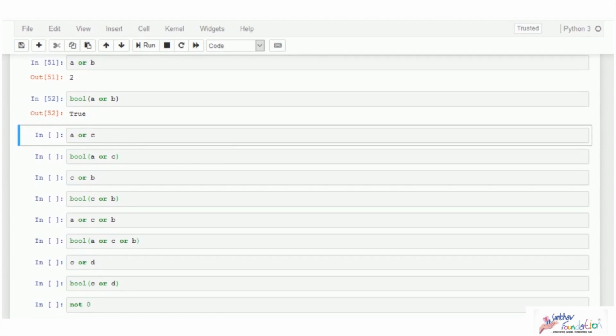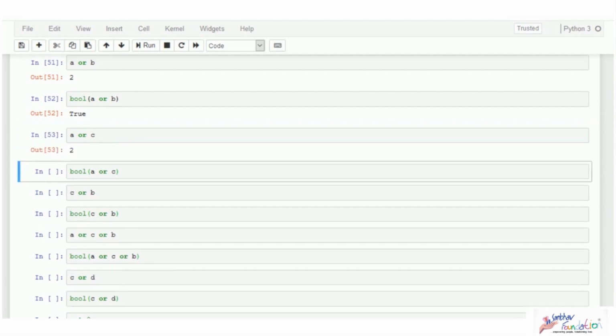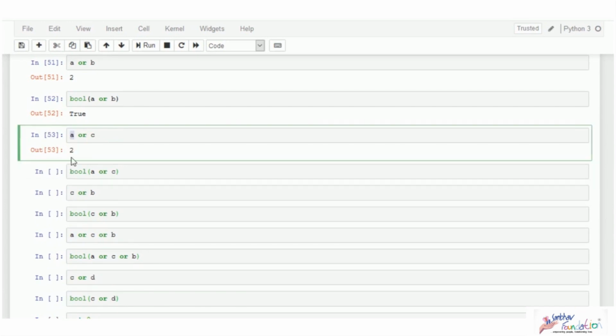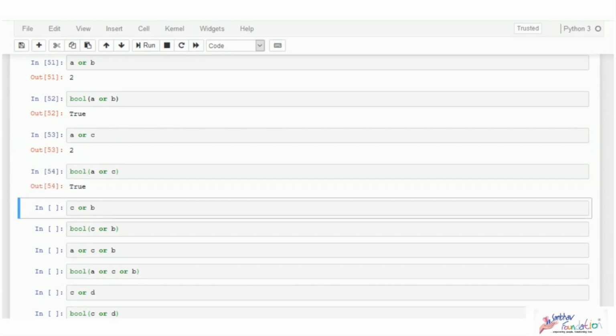Similarly, we have A or C. So we have a non-zero number or 0, that is true or false. And once again, as long as there is one true, the result will always be true when we use OR. So this will give the true value of the variable. If you use the Boolean, it is going to be true. Similarly, C represents false, B represents true. Again we have one instance of true, so the result will be this particular truth value.